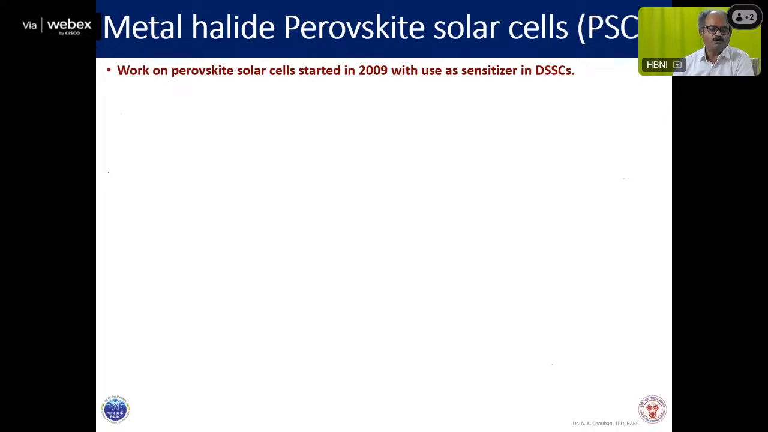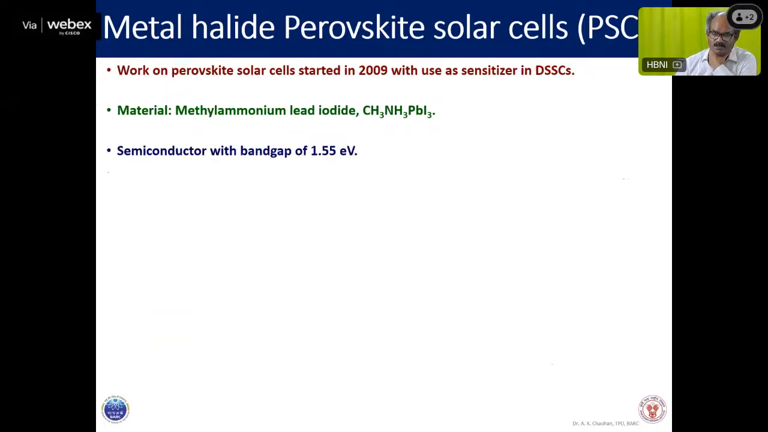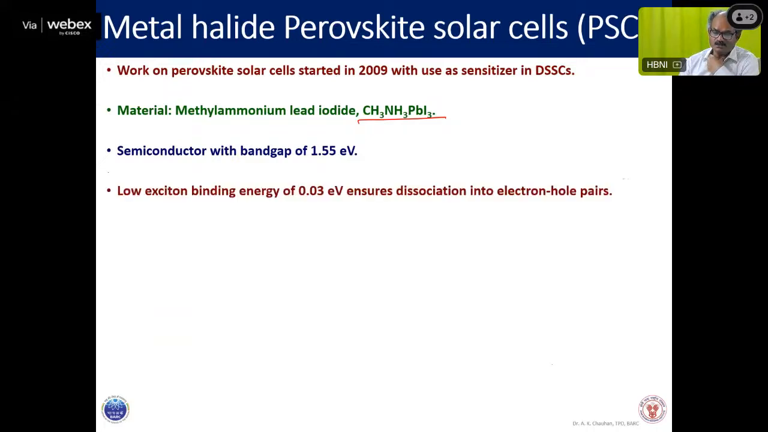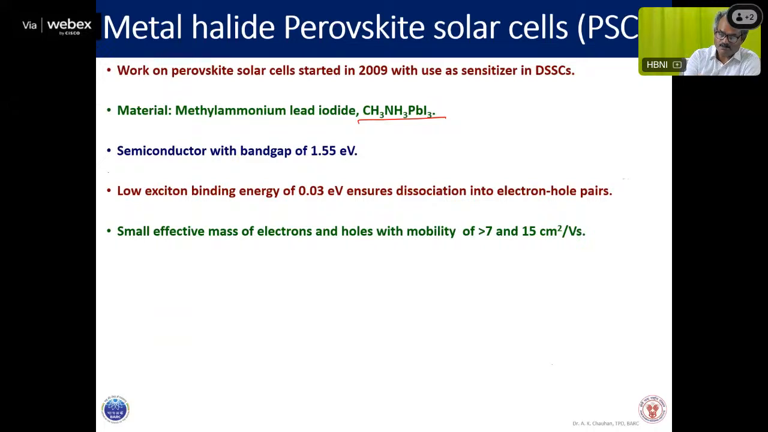Work on the perovskite solar cell started in 2009, and as I already said, it was used as a sensitizer in the DSSCs, actually some solid also. The material was methyl ammonium lead iodide, and this material has the perovskite structure, and that is why these are called perovskites. This is a semiconductor with a typical band gap.